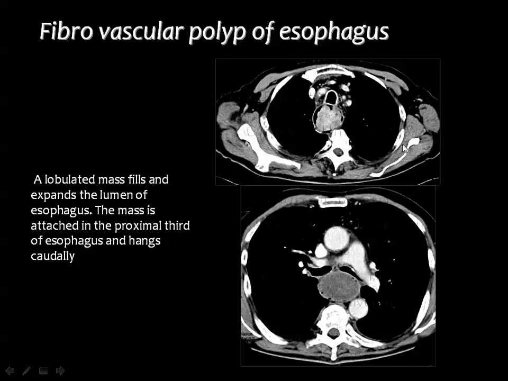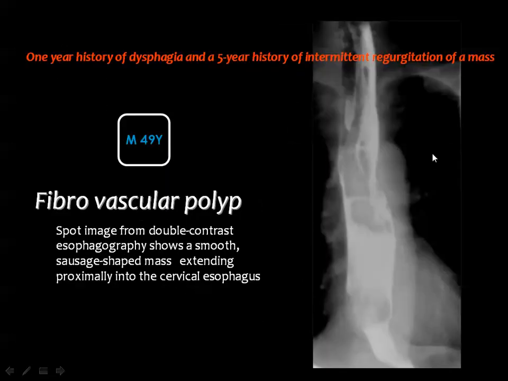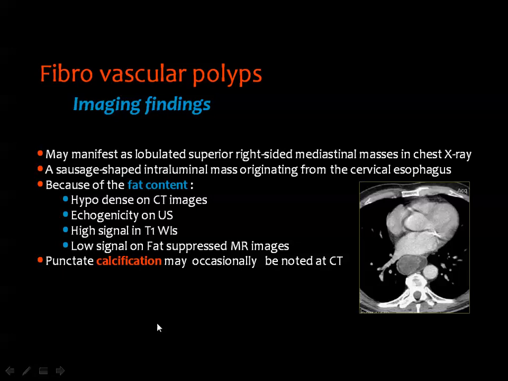On CT, because of the fat content, you see the tumor has a hypodense matrix. It may contain calcium. It starts high up in the esophagus and extends for a good segment of the esophageal lumen. And this is by barium esophagography, and you can see the filling defect, which has an extremely smooth outline, extending high up in the esophagus down approximately reaching the mid-esophageal segment.